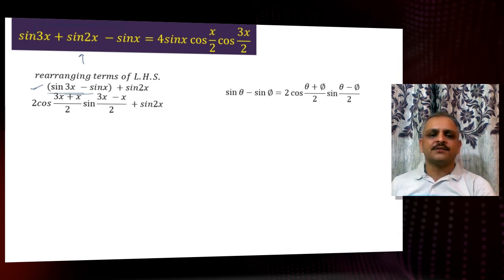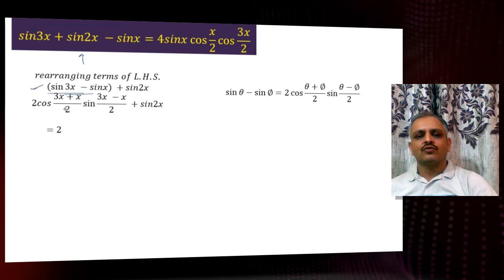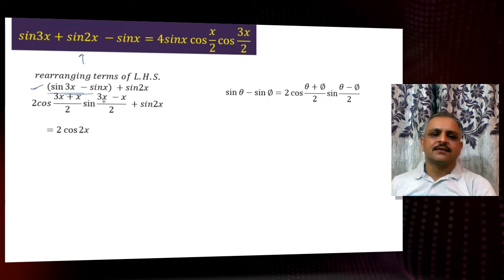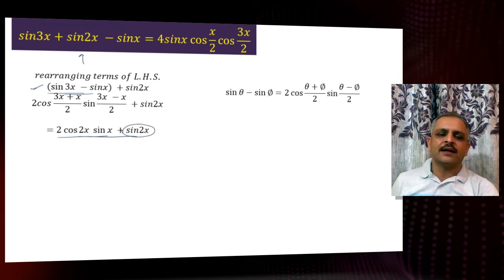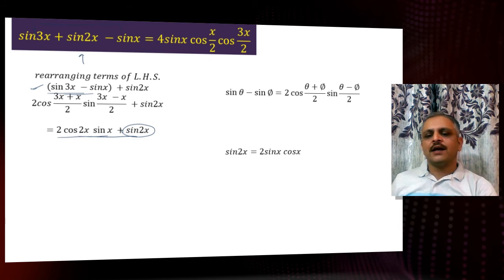So 3x plus x by 2 will become 2 cos 2x, and 3x minus x by 2 will give sin x plus sin 2x. Now nothing is common between these two terms. So what we will do, we will expand this sin 2x. That will help us to get the 2 also. And as you know, sin 2x is 2 sin x cos x.